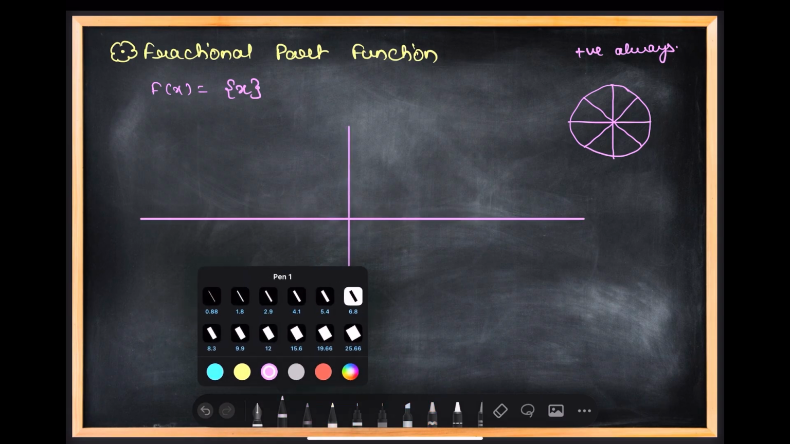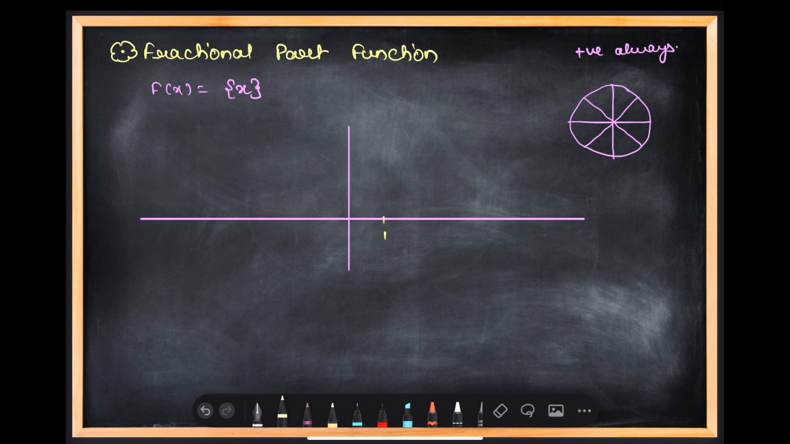So this fractional part function also has a problem at the integers 1, 2, 3, 4, this is 0, minus 1, minus 2, minus 3. Now suppose I give you 0, you will say that sir, I will break this 0 into integer part and fractional part. So 0 is equal to 0, so the fractional part is also 0.